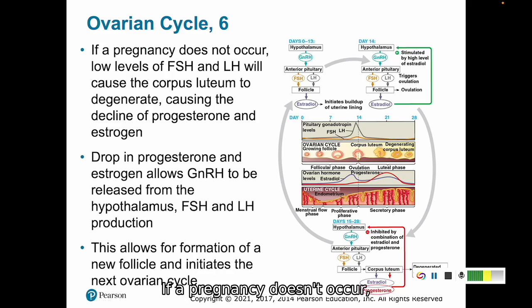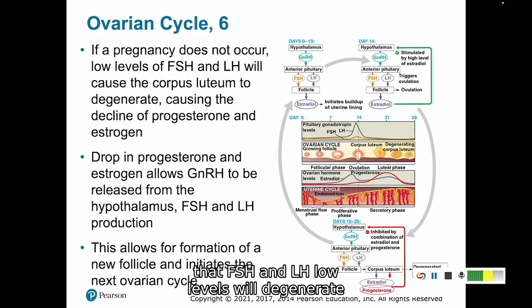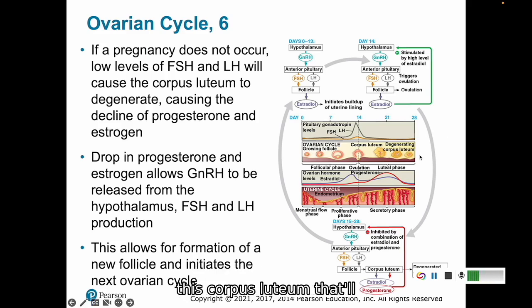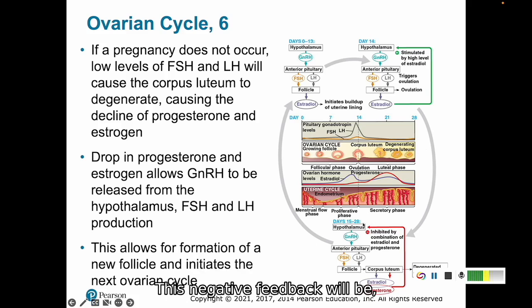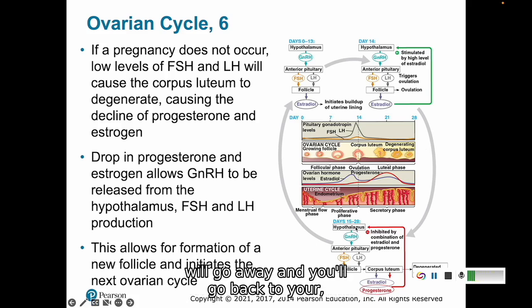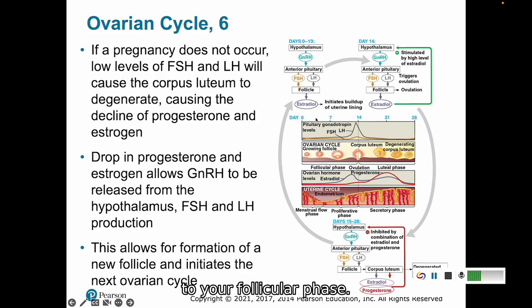If a pregnancy doesn't occur, the low levels of FSH and LH will degenerate this corpus luteum. That will decline the levels of estradiol and progesterone. So this negative feedback will go away, and you'll go back to your follicular phase.